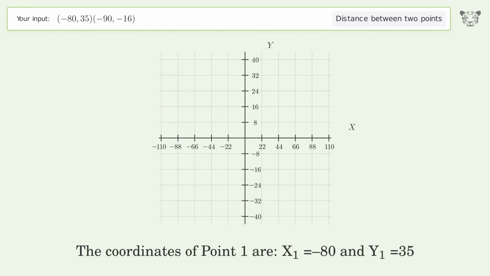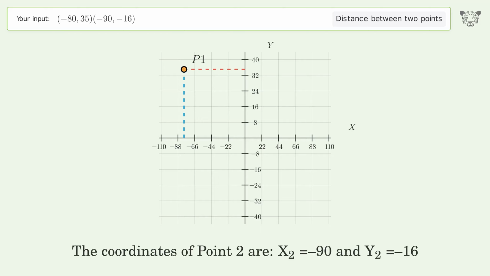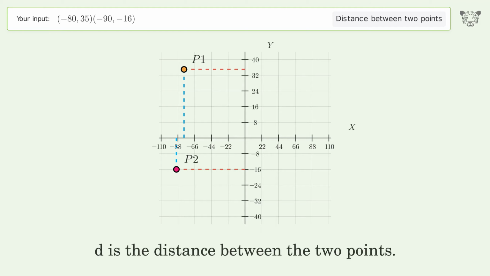The coordinates of point 1 are, x1 equals -80 and y1 equals 35. The coordinates of point 2 are, x2 equals -90 and y2 equals -16. D is the distance between the 2 points.